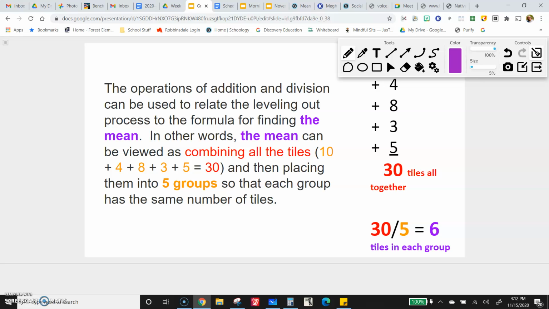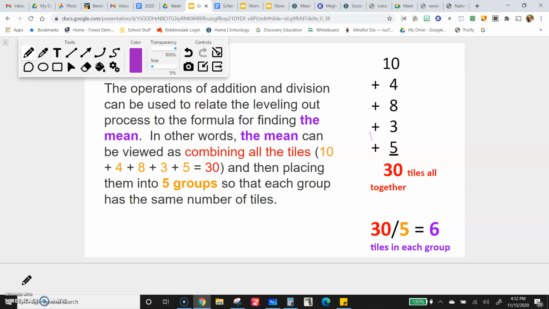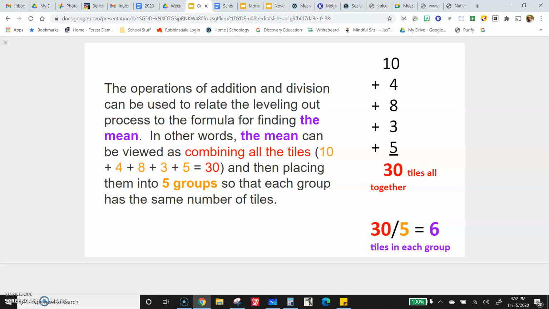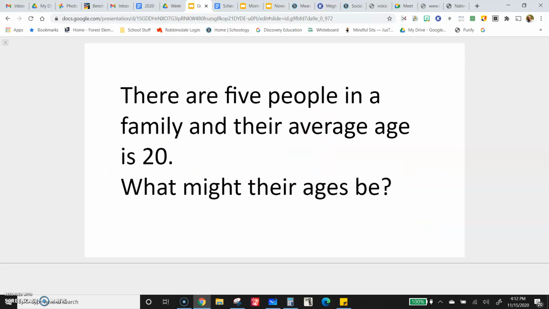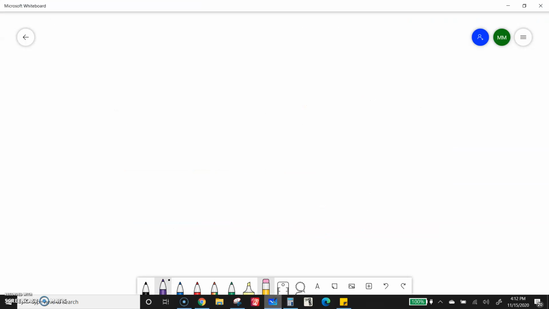In practicality, to find it, we add them all up. Yep. And then we divide by how many there are. So it's like we're putting all those tiles together, and then we're splitting them up into equal groups so that they're all the same size. Okay? So let me give you some data and we'll practice together.